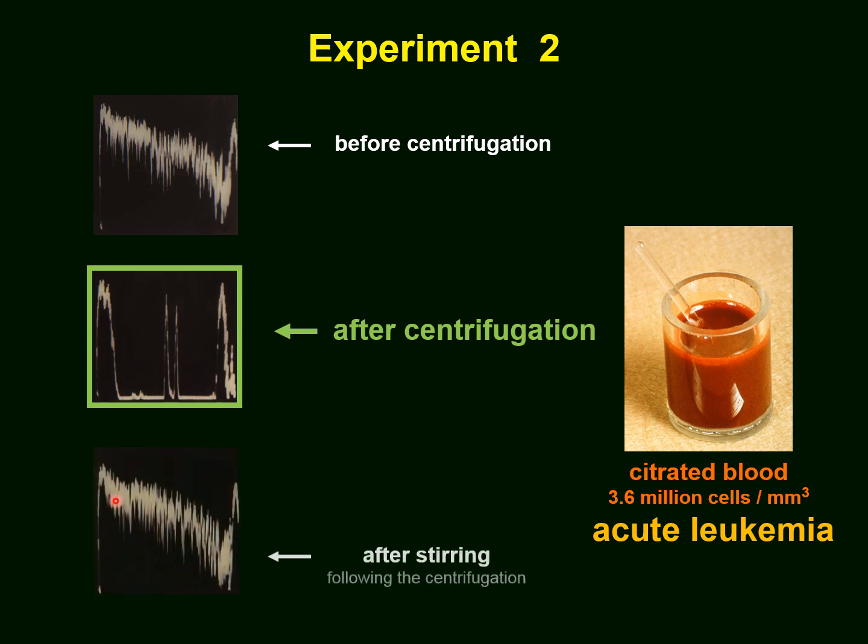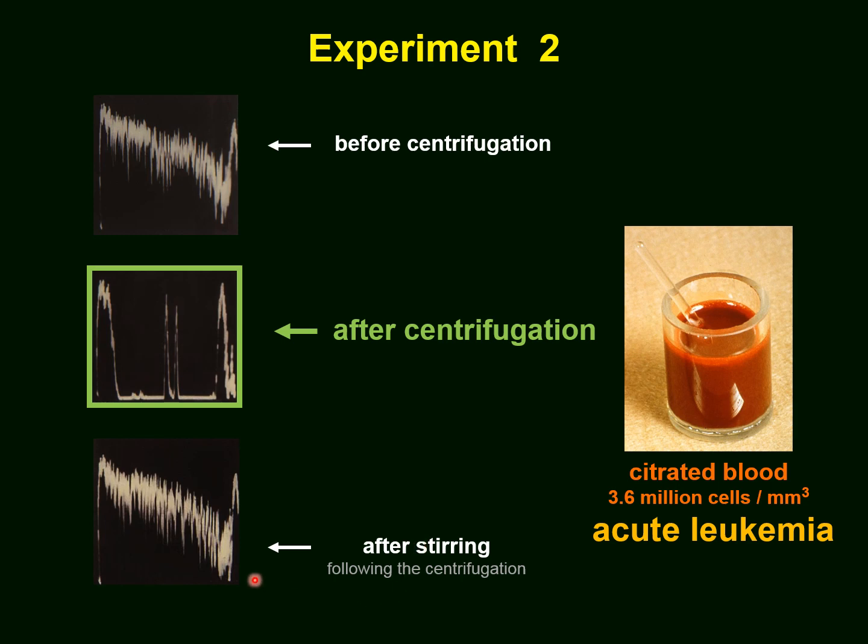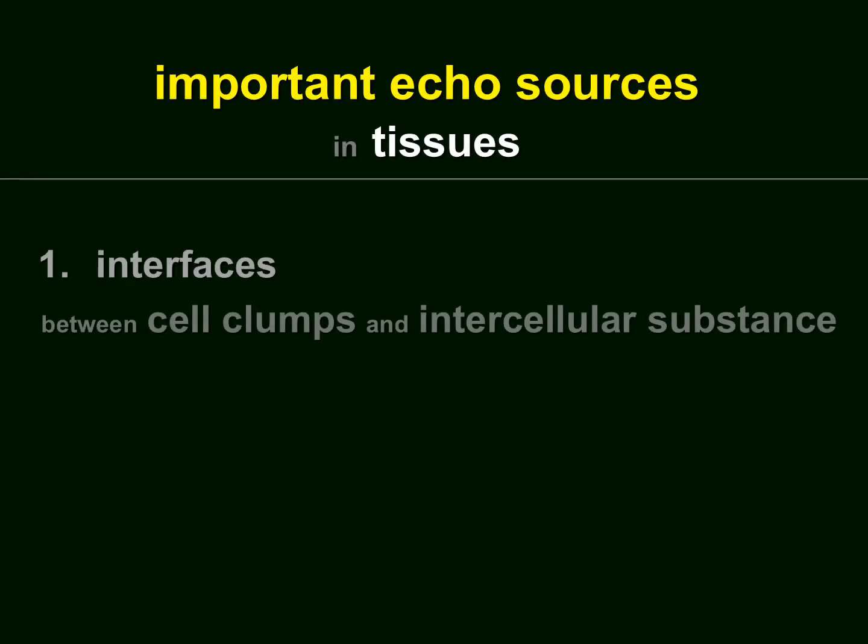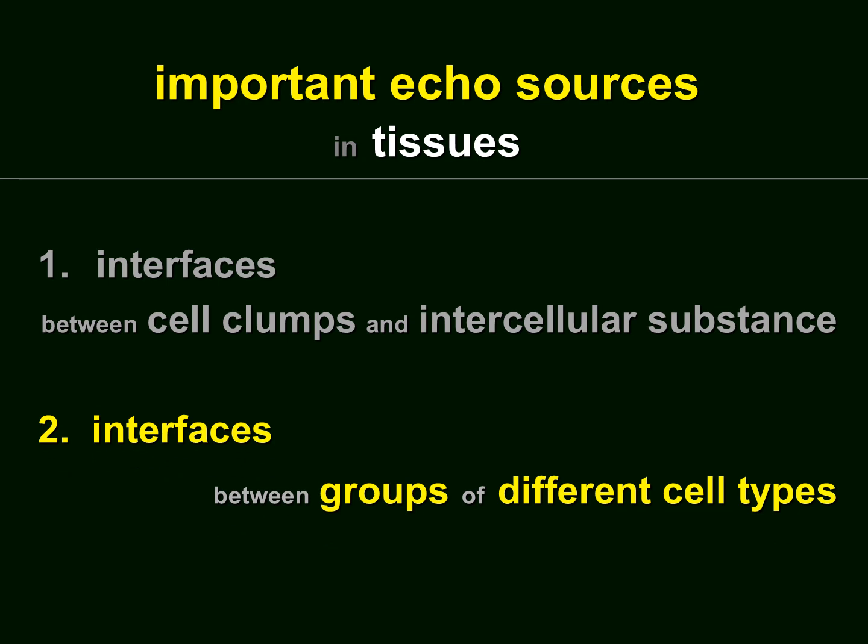After centrifugation, we waited again, and the echogram built up, so the centrifugation hadn't destroyed the echo sources in this citrated blood sample. So the second point is that interfaces between groups of different cell types are also echo sources in tissues.